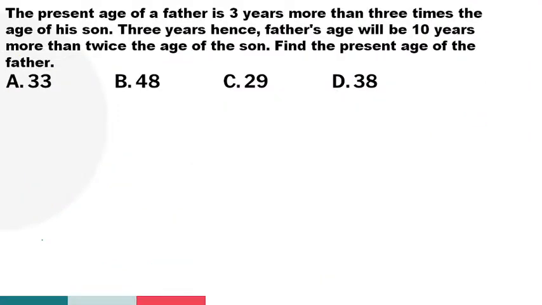First read the question properly guys, you will get the answer. The present age of a father is 3 years more than 3 times the age of his son. 3 years hence, father's age will be 10 years more than twice the age of the son. Find the present age of the father. So what is the answer guys? All of you please respond in chat box.